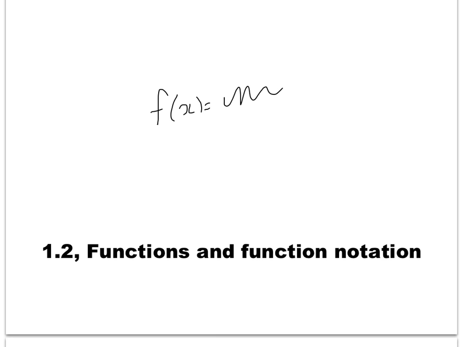This indicates that f is our function and the independent variable, in this case x, is being used. Now, if we say f of 2, this means evaluate the function f when x, or the independent variable, is equal to 2. This is read as f at 2 or f of 2.